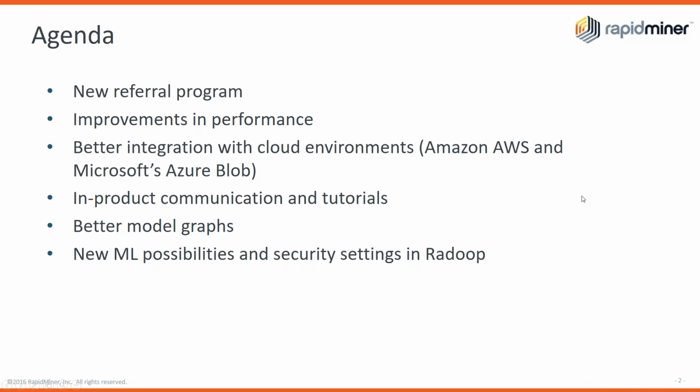So going to the agenda, these are some of these new features. We have a new referral program, some improvements in performance following what we had already released in the previous version. Better integration with cloud environments, which is something that we see more and more demand on, and some more things like communication, better graphs, and a few more new features in RapidMiner integration with Hadoop.